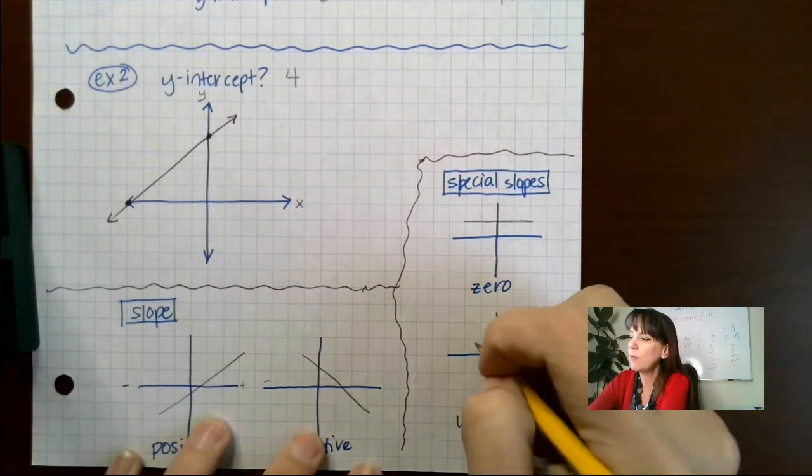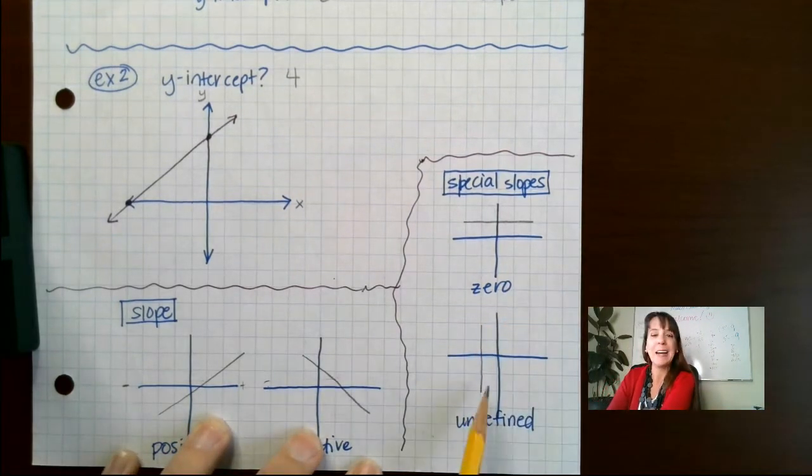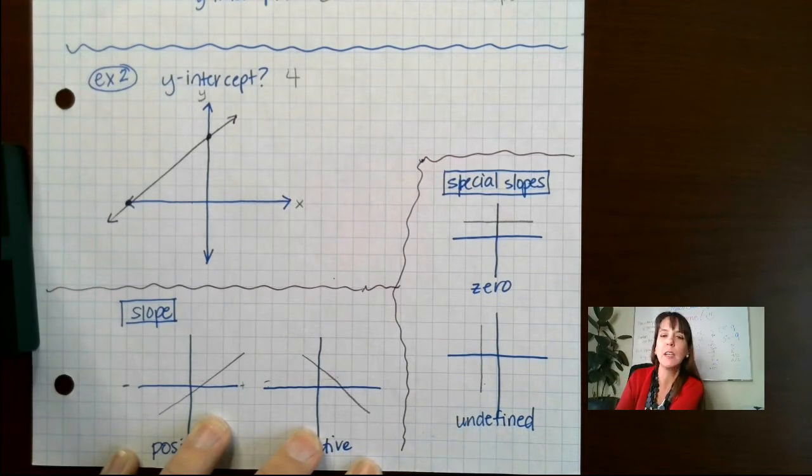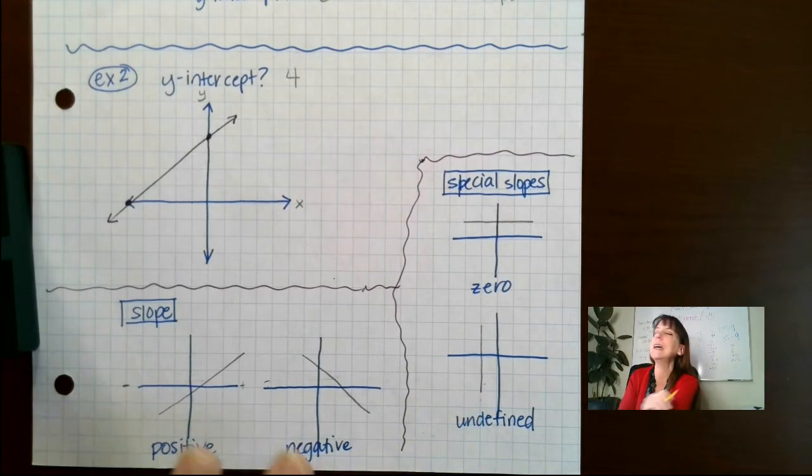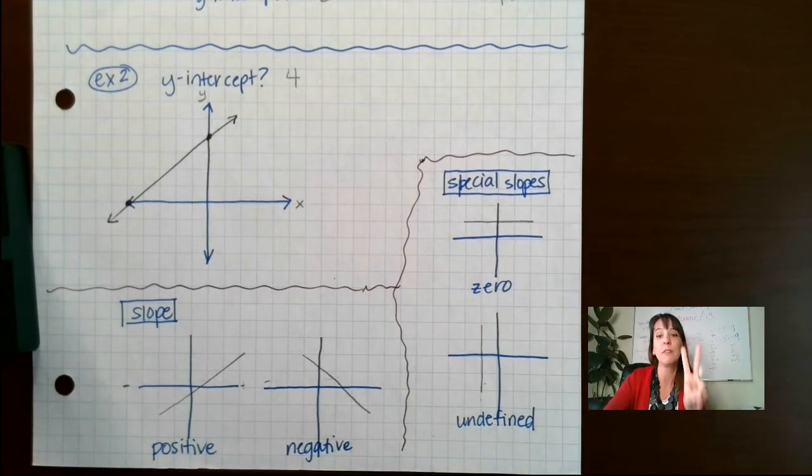Now, if you have one that looks like this, I don't care who you are, unless maybe you're Spider-Man, you can't ride your bike on that. That is impossible to ride your bike on. Therefore, it is undefined. Worst possible thing in math, undefined, you can't have it. Zero slope and undefined slope, two very different things. Make sure that you are aware of that.